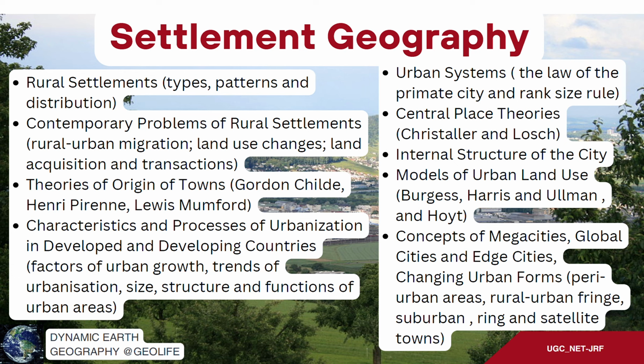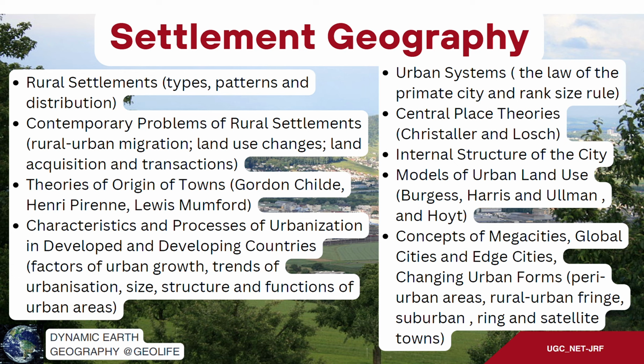Then characteristics and process of urbanization in developed and developing countries, that is the factors of urban growth, then trends of urbanization, size, structure, and the function of urban areas. Then urban systems include the law of the primate city and rank size rule. And then central place theory proposed by both Christaller and Losch. Then internal structure of the city, then models of urban land use proposed by Burgess, Harris and Ullman, and Hoyt.